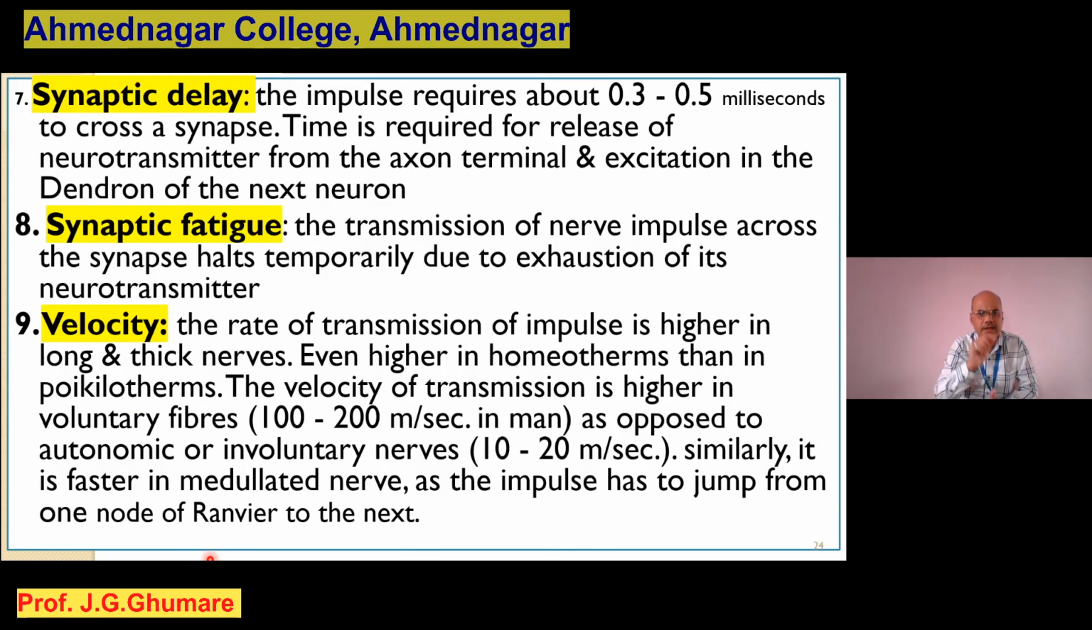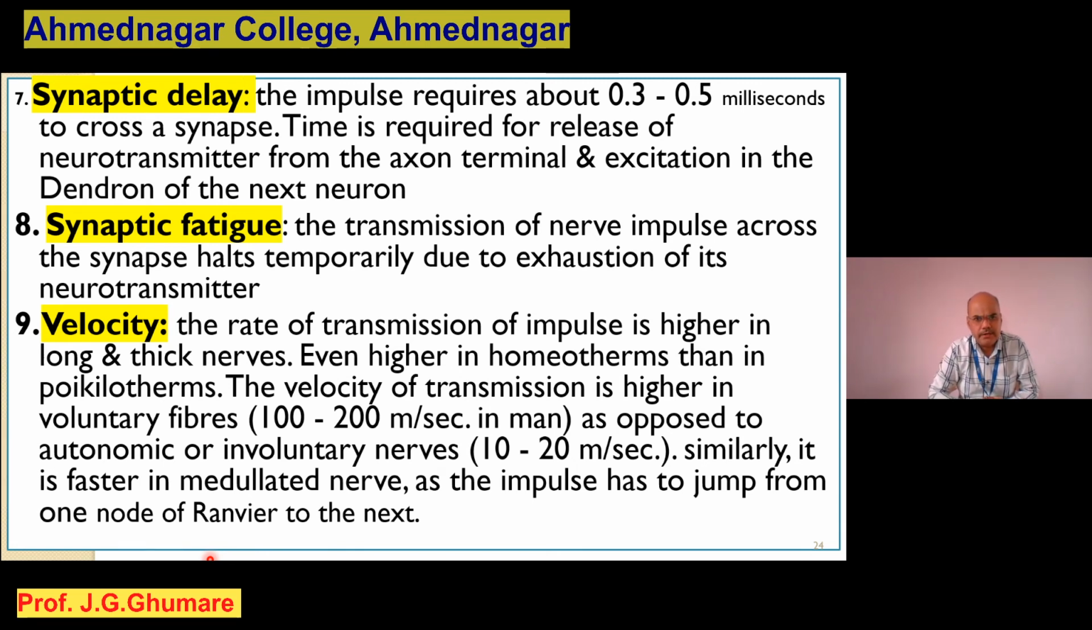Okay. Then we'll have three more properties. Synaptic delay: the impulse requires 0.3 to 0.5 millisecond to cross the synapse, as I told you just now. This time is required for the release of a neurotransmitter from the axon terminal and excitation in the dendron of the next neuron. This is called synaptic delay. Synaptic delay is just 0.3 to 0.5 millisecond I'm talking about.